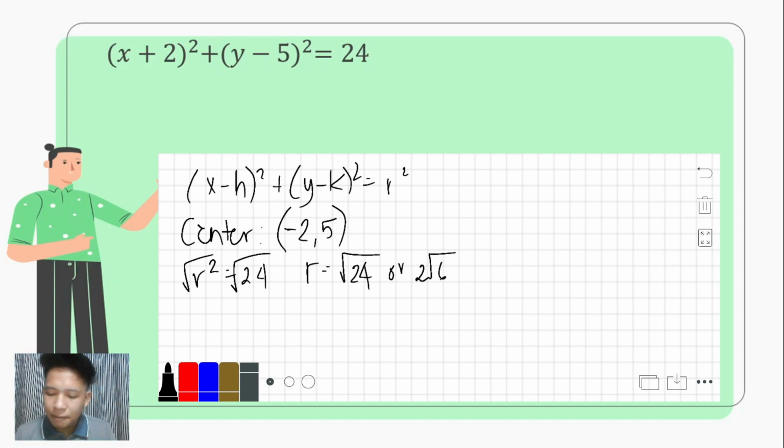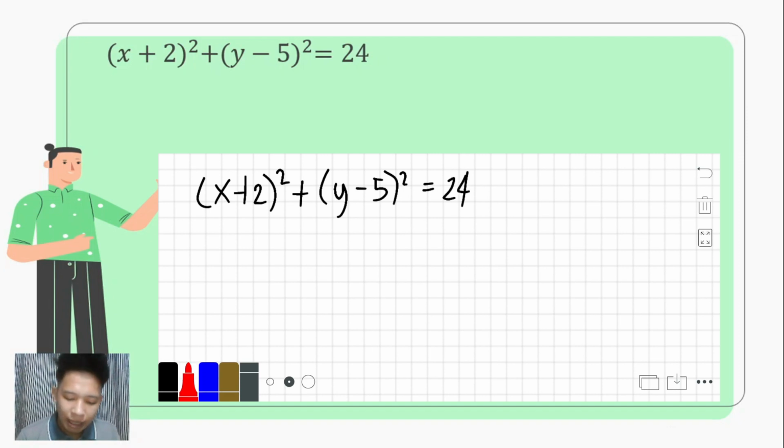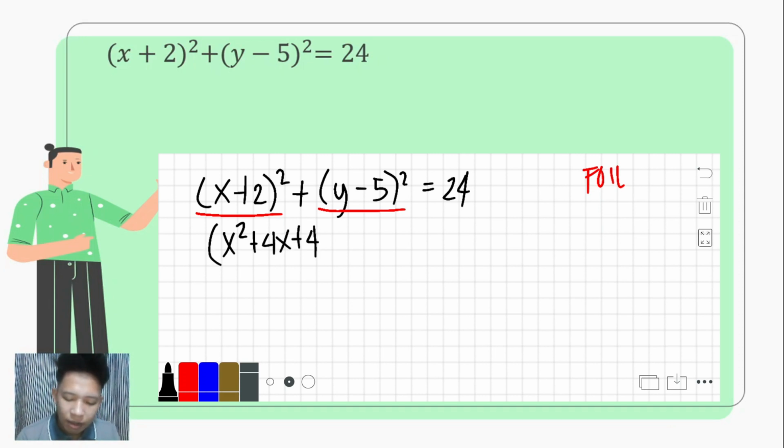So we have x plus 2 square plus y minus 5 square equals 24. Again, we're just going to expand this part of the standard form. You can actually use the FOIL method if you want, or the long method. If we expand this one, this would become x squared plus 4x plus 4, and the other one would be y squared minus 10y plus 25.